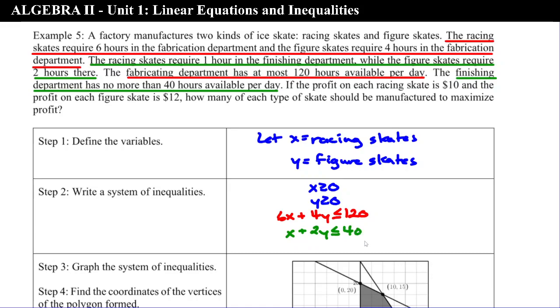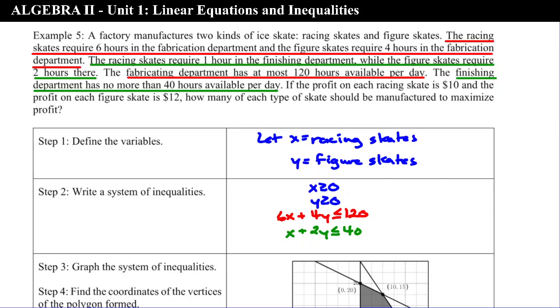Now you may be wondering, we have 120 hours available per day in the fabricating department. How is that possible when there's only 24 hours in a day? Well, what we're referring to is working hours. Okay, so if you have so many workers that work 8 hours a day, collectively we have 120 hours available based on the number of workers and the number of hours those workers are in the shop working. So this does our constraints.